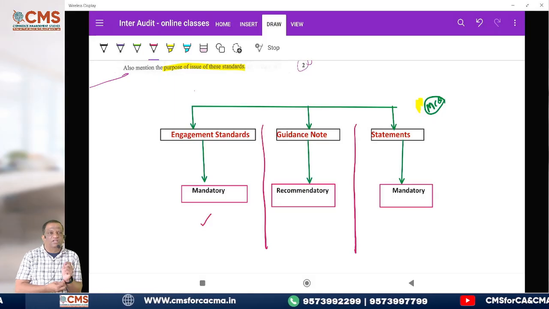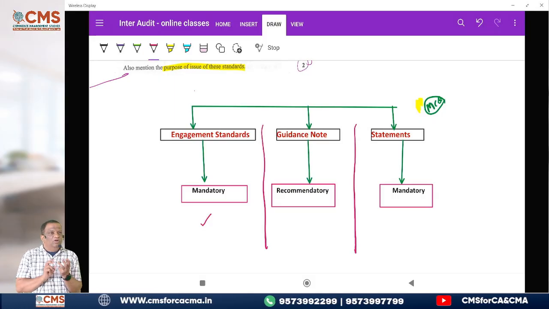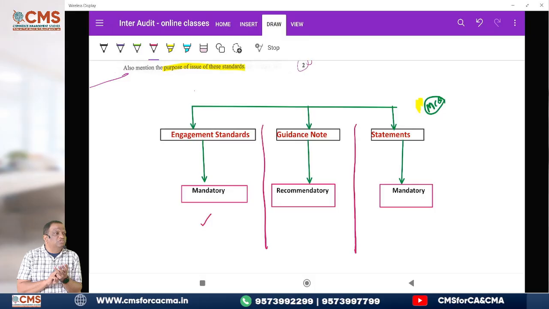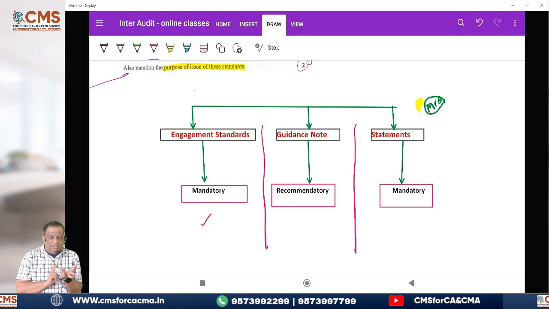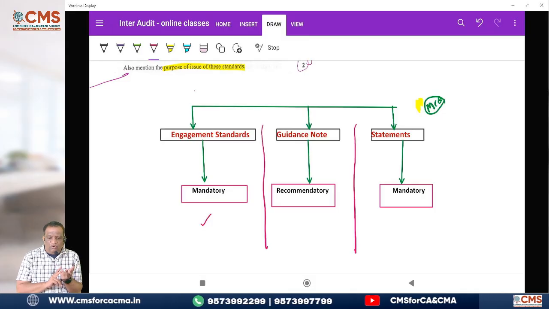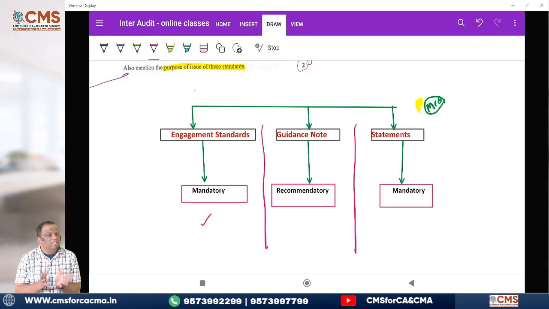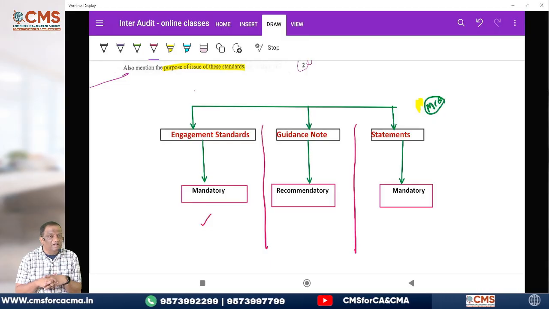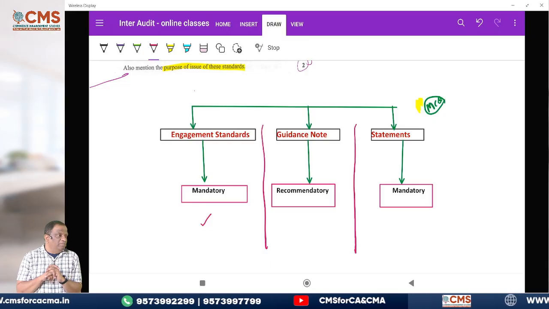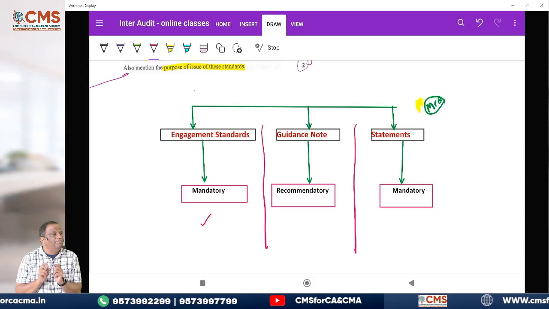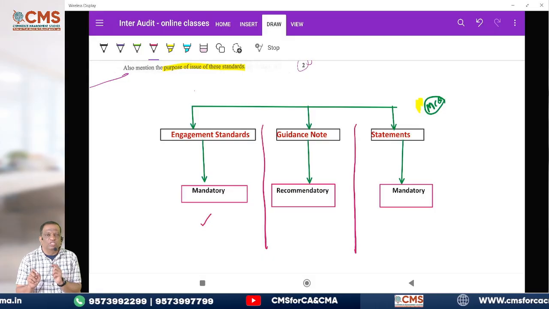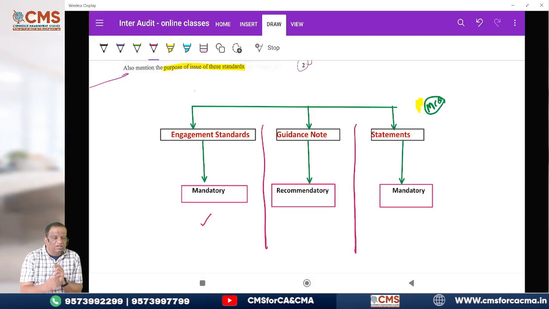So now here I just want you to revise: what are the 3 types of pronouncements that you have? Engagement standards, guidance notes and statements. Which is optional, which is recommendatory? Guidance note is recommendatory, whereas the remaining 2 are mandatory. This is one probable MCQ which you may miss in your regular reading.